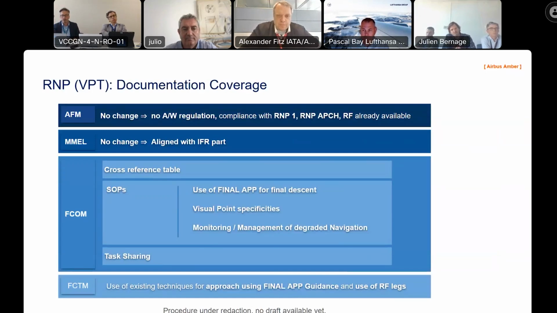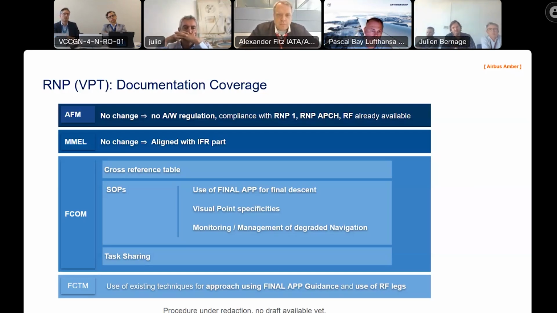So what is planned in terms of documentation change in the future regarding the introduction of RNP VPT? First, on the flight manual, the AFM, there will be no change. This is the same for the MMEL. We don't plan any change for the instrument part. It can be, for example, the RNP 1 requirement, so the operator will have to follow the RNP 1 minimum equipment required.